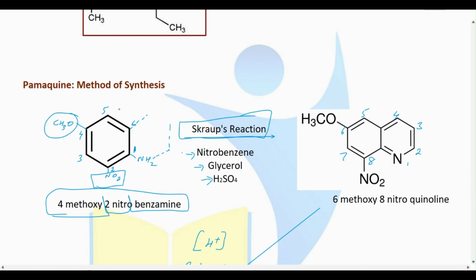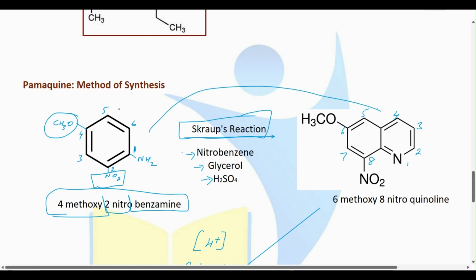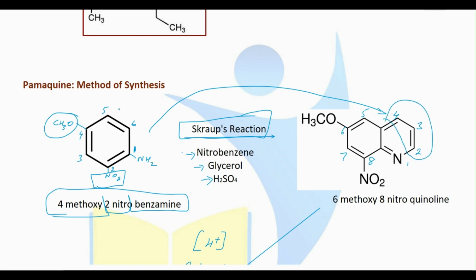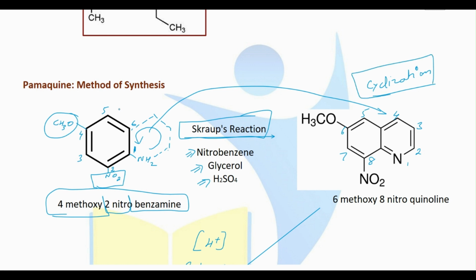And you will be able to see that in this structure. Okay, so this is going to get converted to a cyclic ring structure. So this is new. This has happened after the Skraup synthesis, and the three reagents are important to remember. One is nitrobenzene, second is glycerol, and third is sulfuric acid. So this is a type of cyclization reaction. So you are able to see that after Skraup synthesis it formed into a cyclic ring, right? So this is the reason why it's called a cyclization reaction.